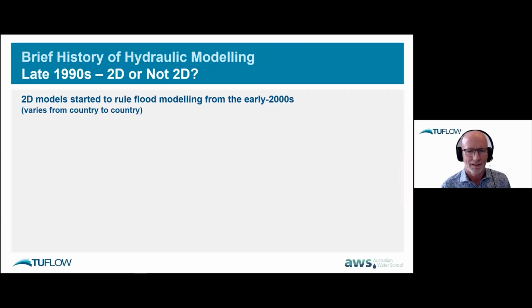And then in the late 90s, things started to change. 2D, which had evolved from the coastal modeling area, started to be used for flood modeling. And through the early 2000s, it started to really totally dominate, certainly here in Australia. It does vary from country to country.